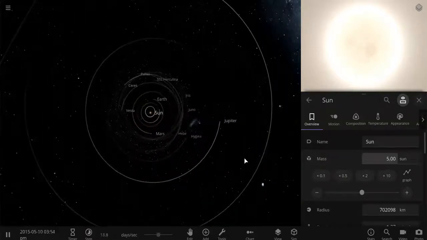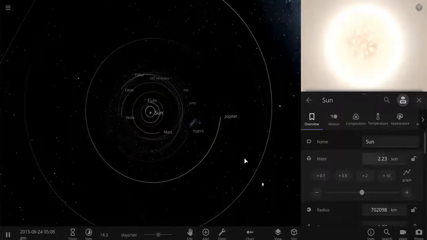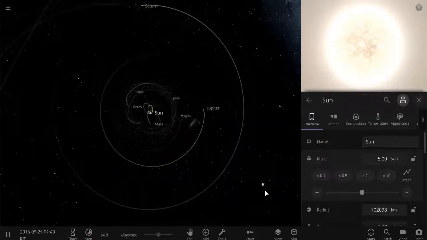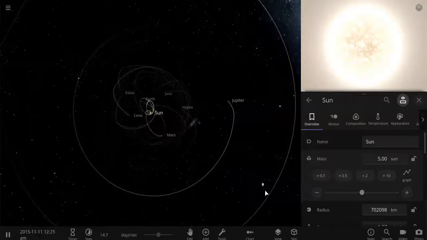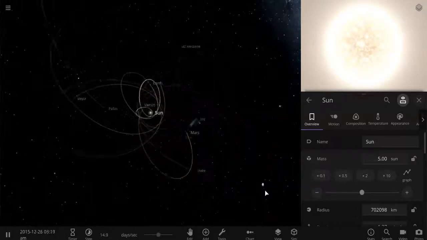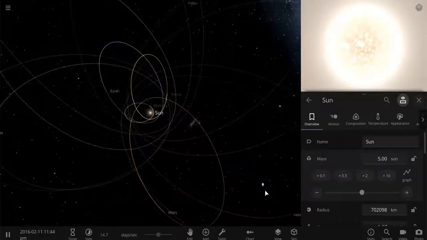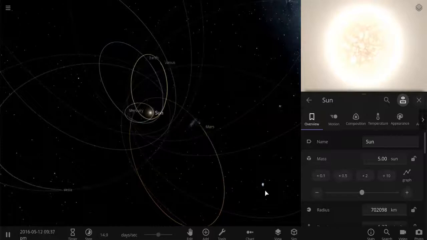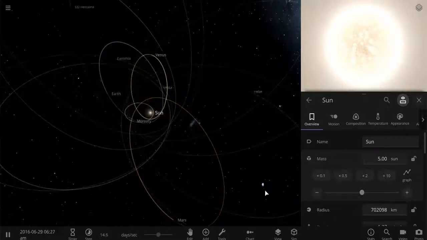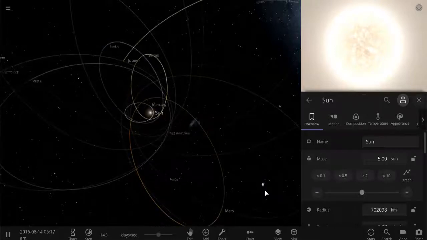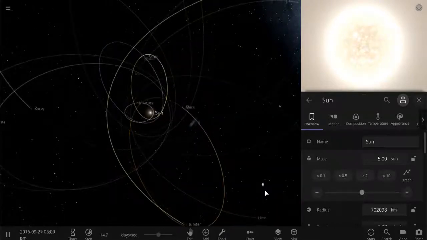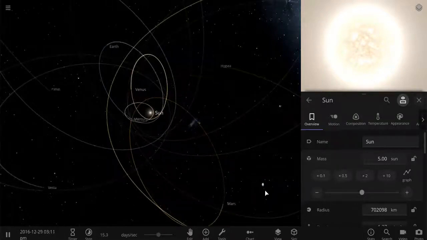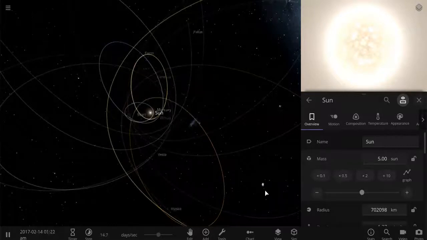I'm going to zoom out just a little bit so we can see. Here we go. Is that what you expected to happen? I'm going to zoom in. So I've increased it by 2 times and I increased it by 5 times. What I want you to think about is how did that affect the orbit, and how did that affect the gravity of the sun?